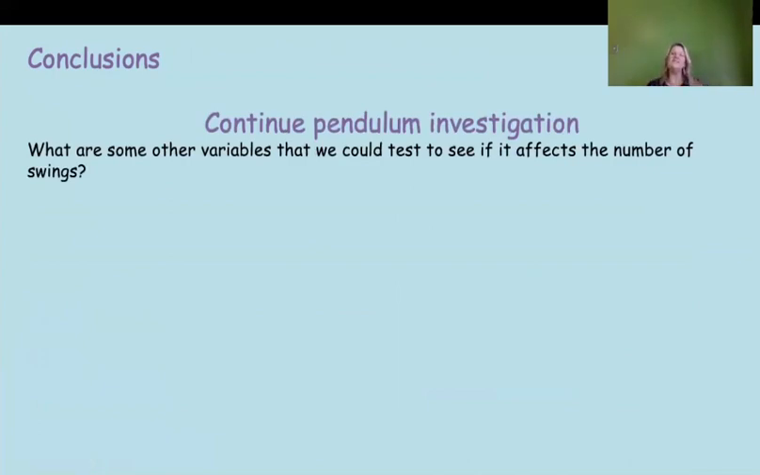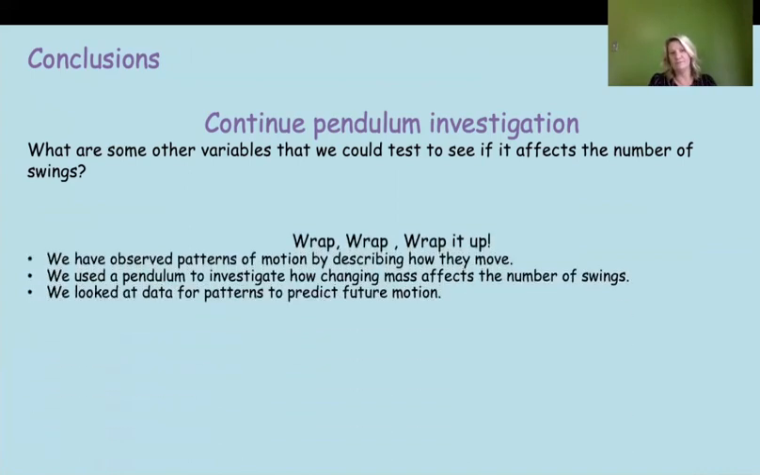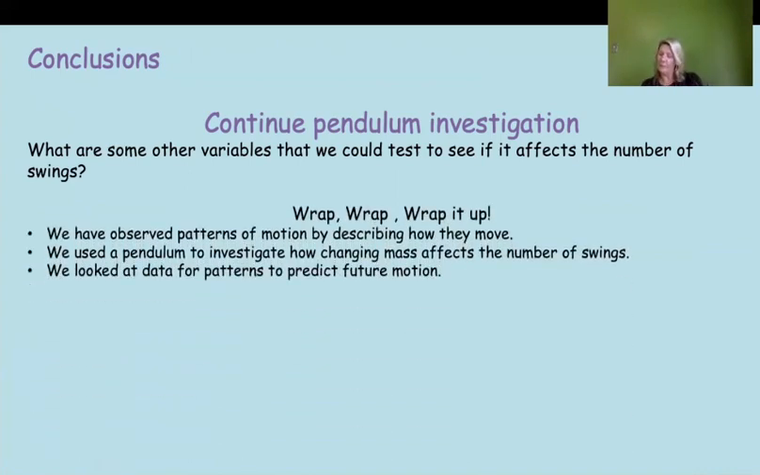So if we wanted to continue our pendulum investigation, what are some other variables that we could test to see if it affects the number of swings? So if you look at the table, we tested mass. We had our beginning to compare it to, and then we did mass. What's something else that you could do? If you look at the table, we could do length of string. Would that change the number of swings? The release angle, remember we did 90 degrees or level with the table. Would that change it? I would really love if you continued this pendulum investigation and you found out.